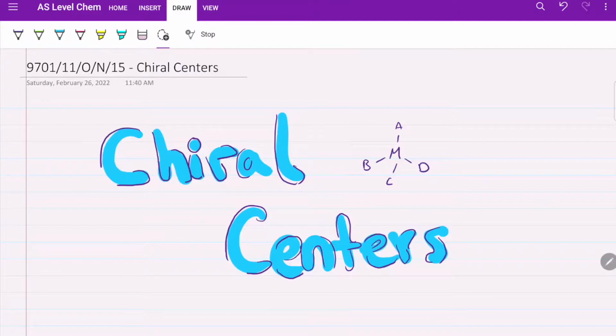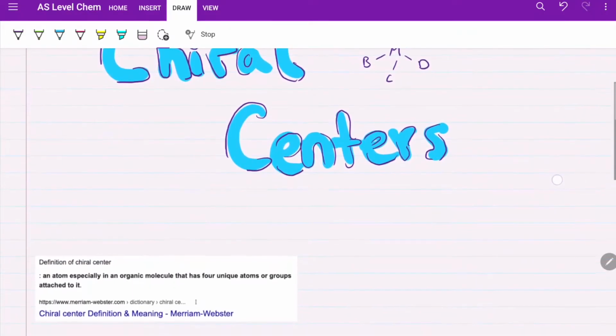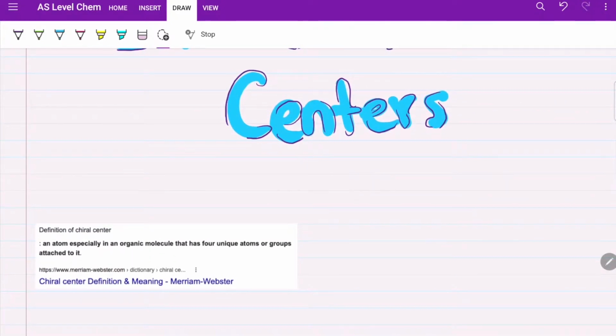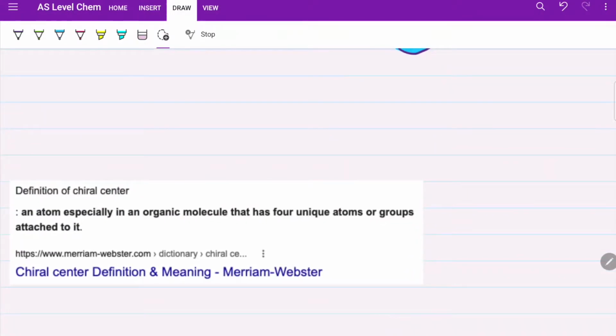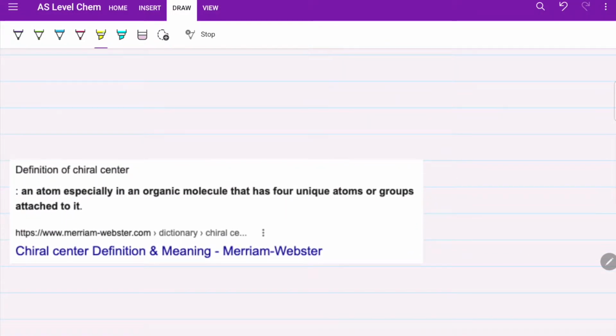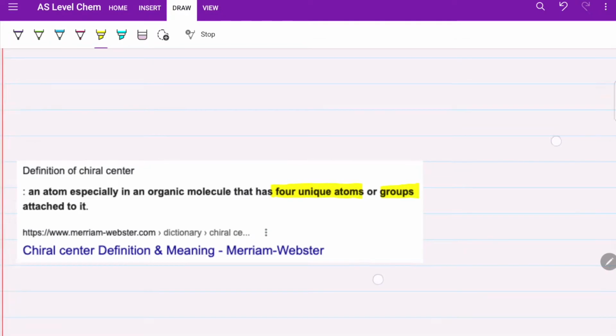So in today's video, we'll be working on chiral centers, defining what they are, and solving a question that involves finding the number of chiral centers in a molecule. So let's take the general definition. If we check Merriam-Webster, they tell us that a chiral center is an atom, especially in an organic molecule, that has 4 unique atoms or groups attached to it.